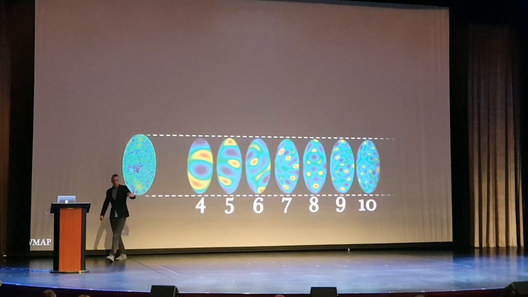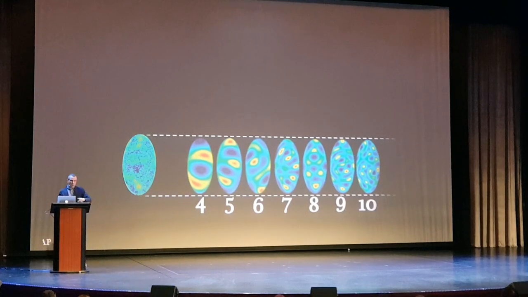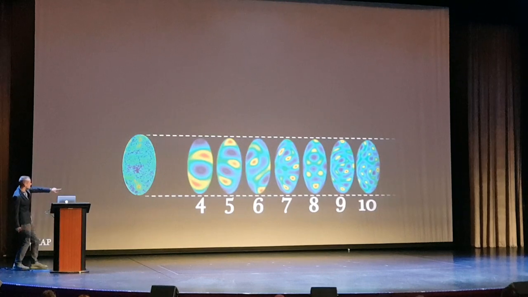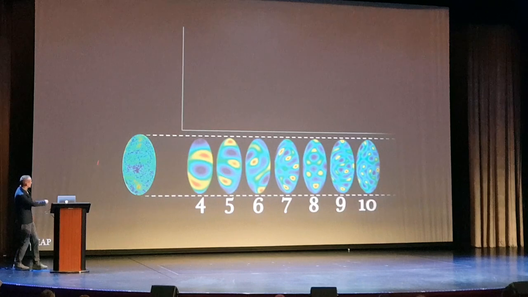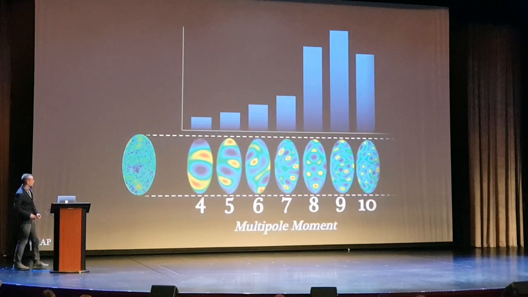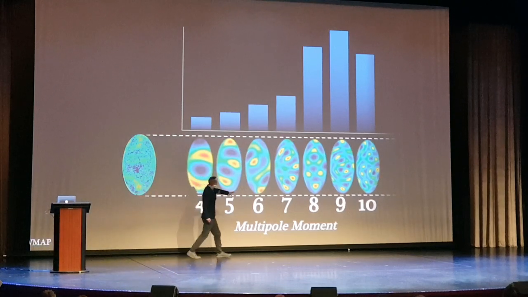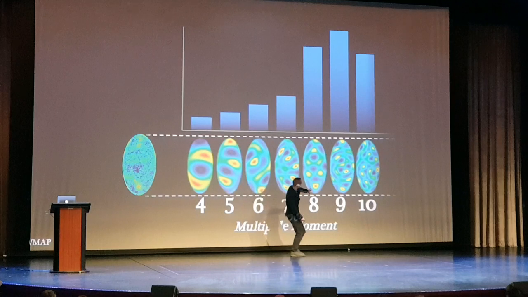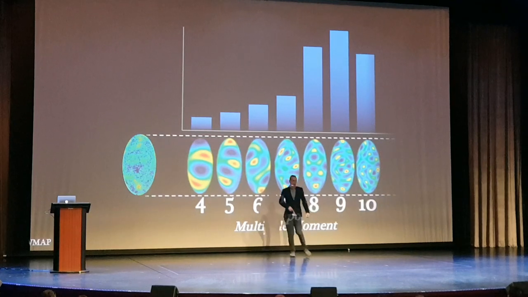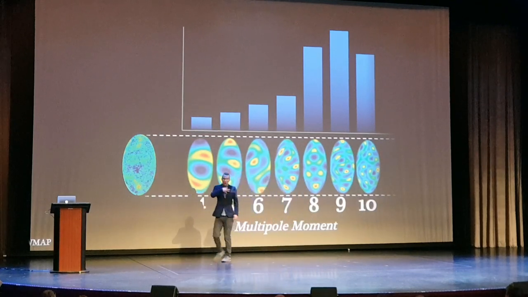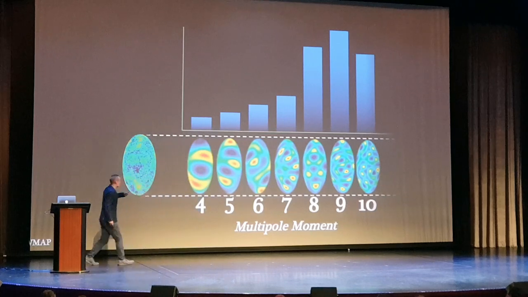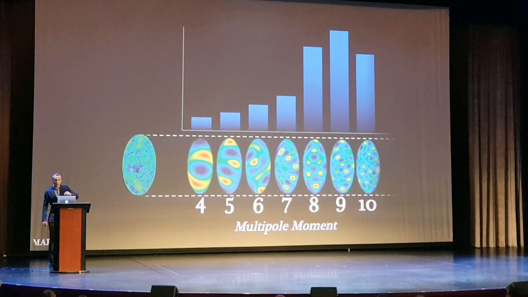And just as before, we could look at the power spectrum, and that will tell us how we need to combine these harmonics to get back to this original picture. And this is what it looks like. So we don't need so much of the fourth harmonic, and it goes up and up and up, and then it peaks at about the ninth here, and then a little bit lower at the tenth. So we call this the power spectrum of the cosmic microwave background.